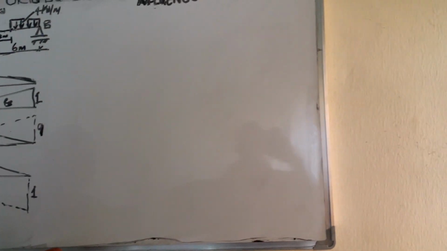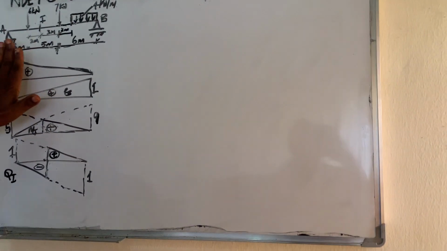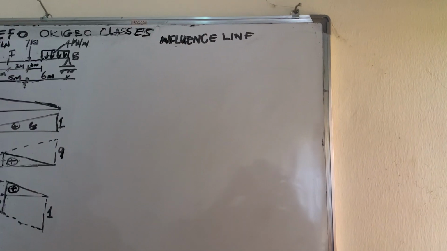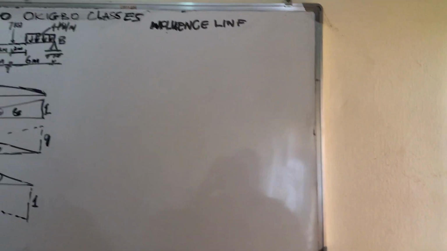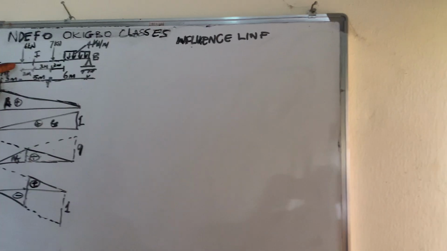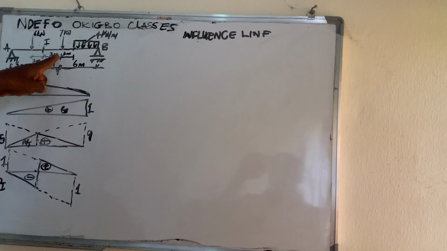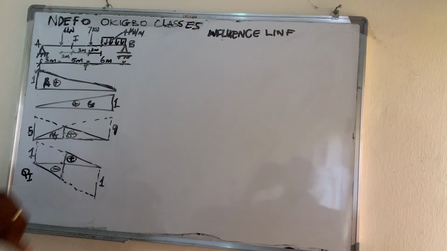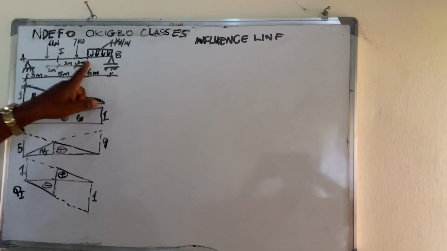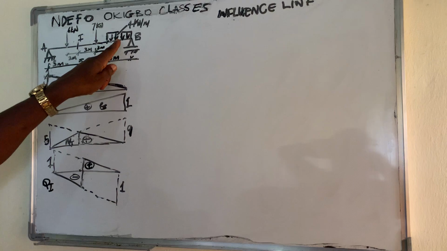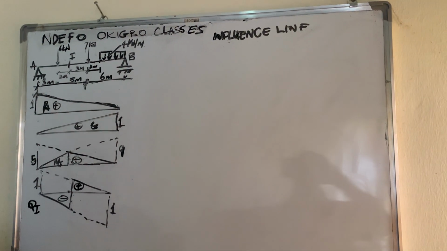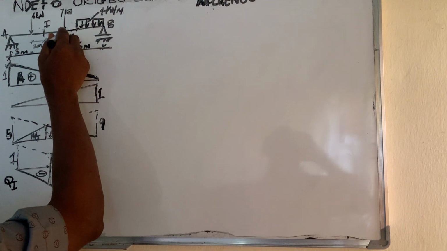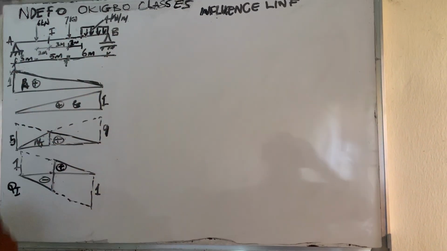So we are going to deal with another influence line, another beam that is loaded with moving load. Here, the beam is loaded with a 6 kN point load at this point, a 7 kN point load at this point, and a UDL of 4 kN, spanning 4 meters, because this length is 2 meters.